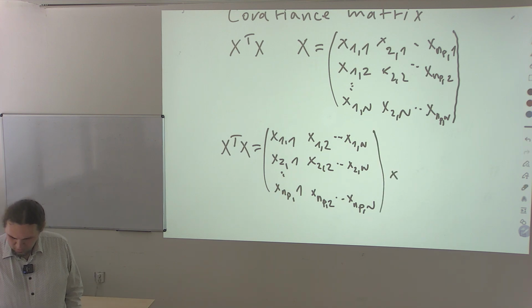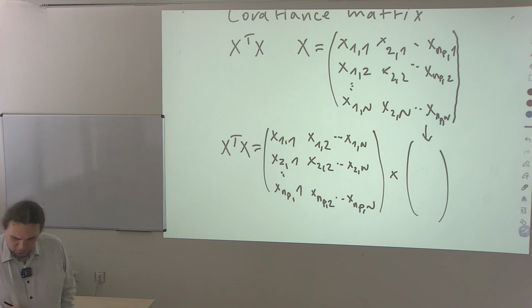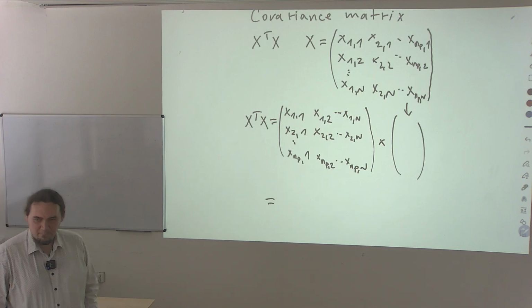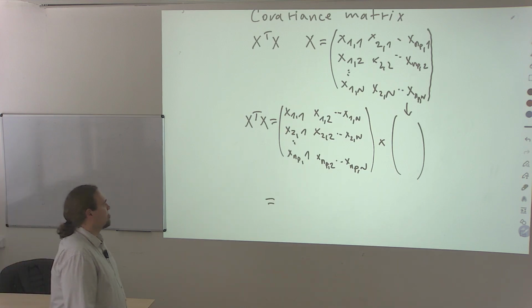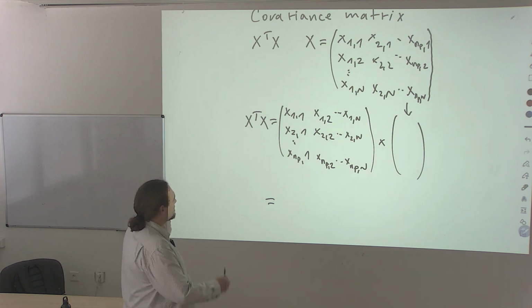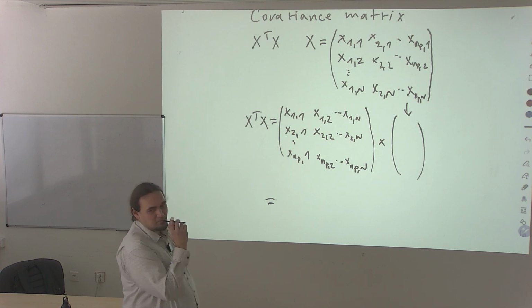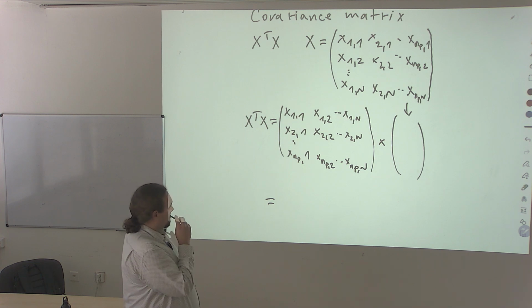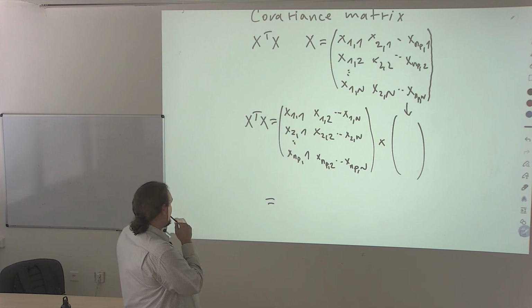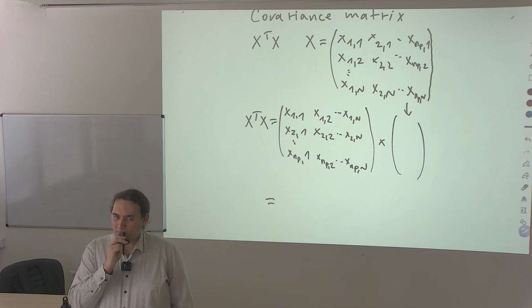Okay, and let's now do the multiplication with this. Diagonal will be what? Squared. What squared? Like x11, x22. Each element of the matrix is going to be squared.